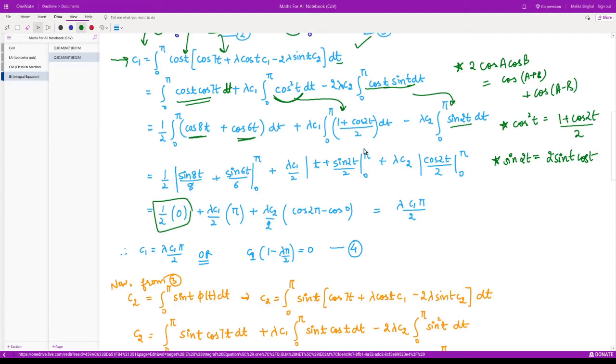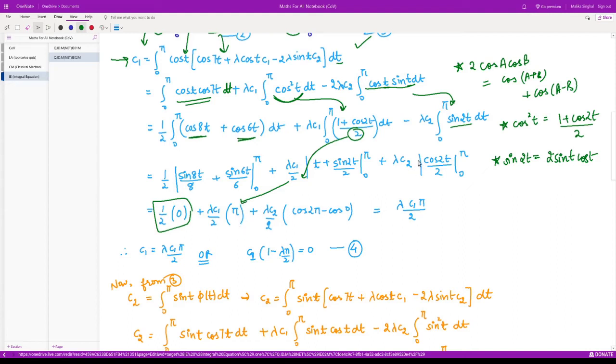Moreover, let's see the second term. Here we have a constant, so the integral would be t, right? This 2 I have taken out common. Then t, and the integration of cos 2t would be sine 2t divided by 2. The limits are from 0 to pi, so it would be pi, then sine 2 pi would be 0, then t at 0 is 0, and sine 0 would be 0. So ultimately we'll have lambda C1 upon 2 into pi, right?